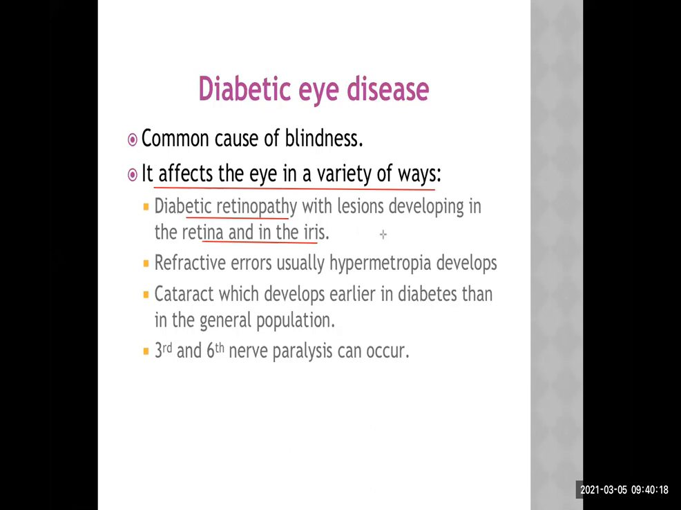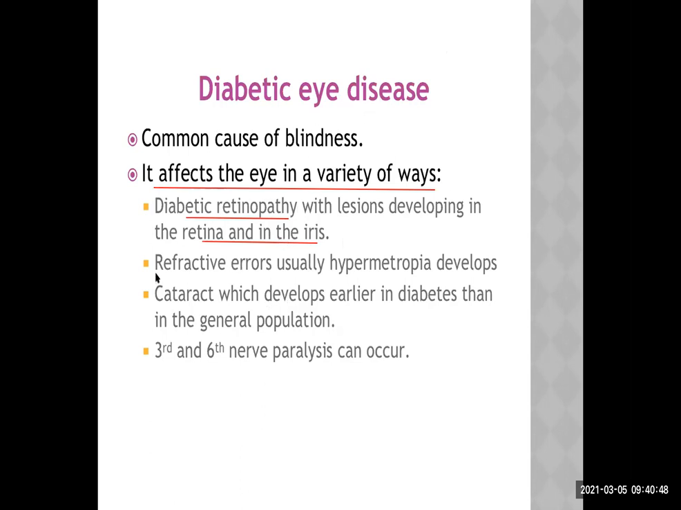What is the middle layer? What is the middle one? Uvea. Exactly, right. Uvea or uveal tract. There are different parts of the uvea: choroid and iris. These are the parts of the uvea. And the innermost layer is called the retina. So there are the three layers or coats of the eye. Now see this, if the retina and iris are affected by diabetic retinopathy, we'll have a big problem.